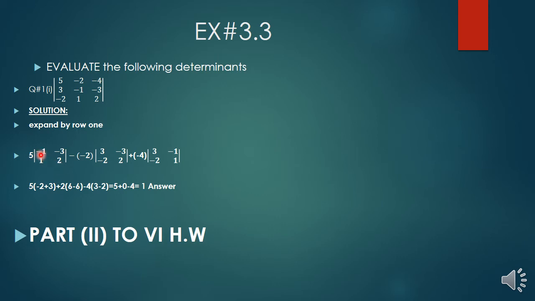So student, 5 remains same, 2 into -1 is -2, plus 1 into -3 but minus sign of formula, it means minus minus plus, so that's why we write here +3. Similarly student, 3 2s are 6, and minus sign of formula makes it minus, so we write -6. So now student, +4 into -4.